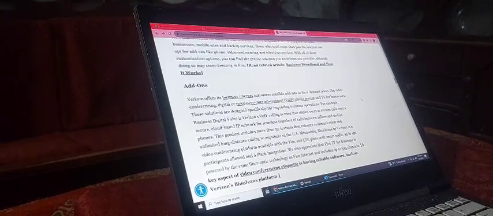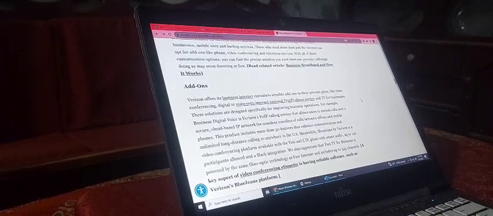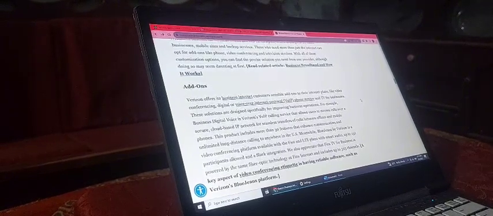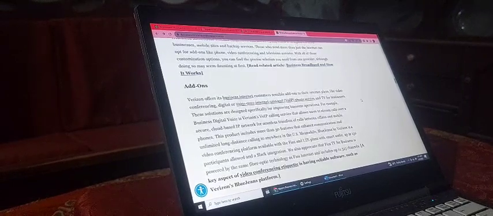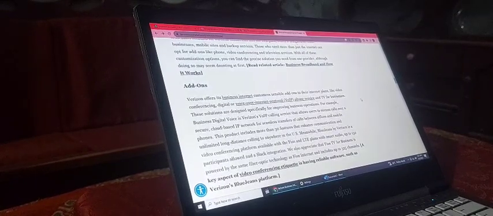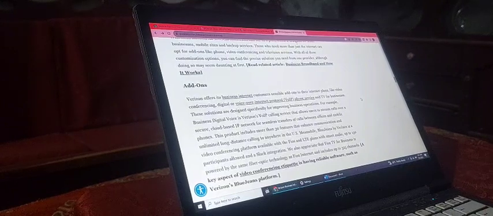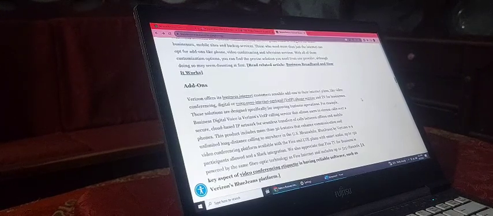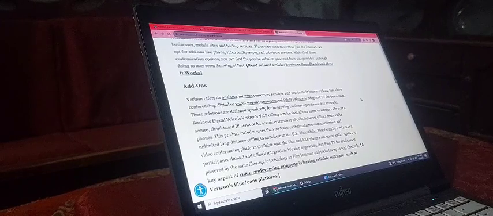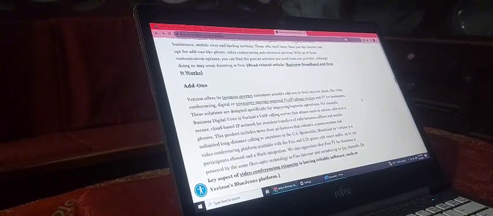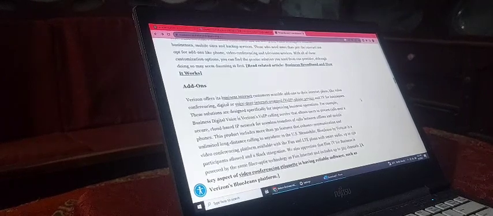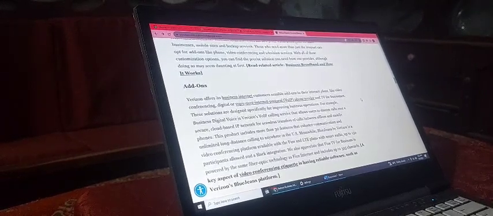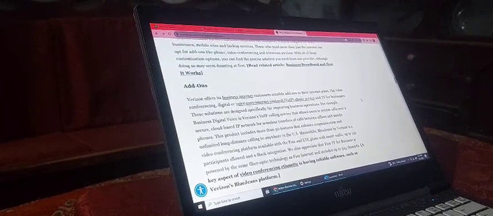Verizon offers its business internet customers add-ons to their internet plans like video conferencing, digital voice over internet protocol phone service, and TV for business. These solutions are designed specially for improving business options. For example, Business Digital Voice is Verizon's calling service that allows users to stream calls over a cloud-based IP network or transfer calls between offices and mobile phones.